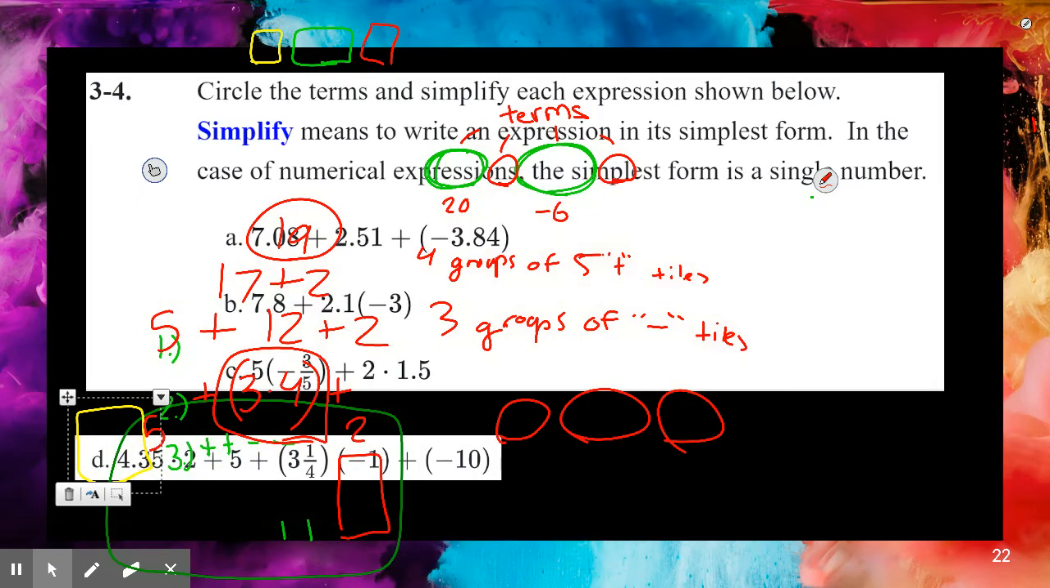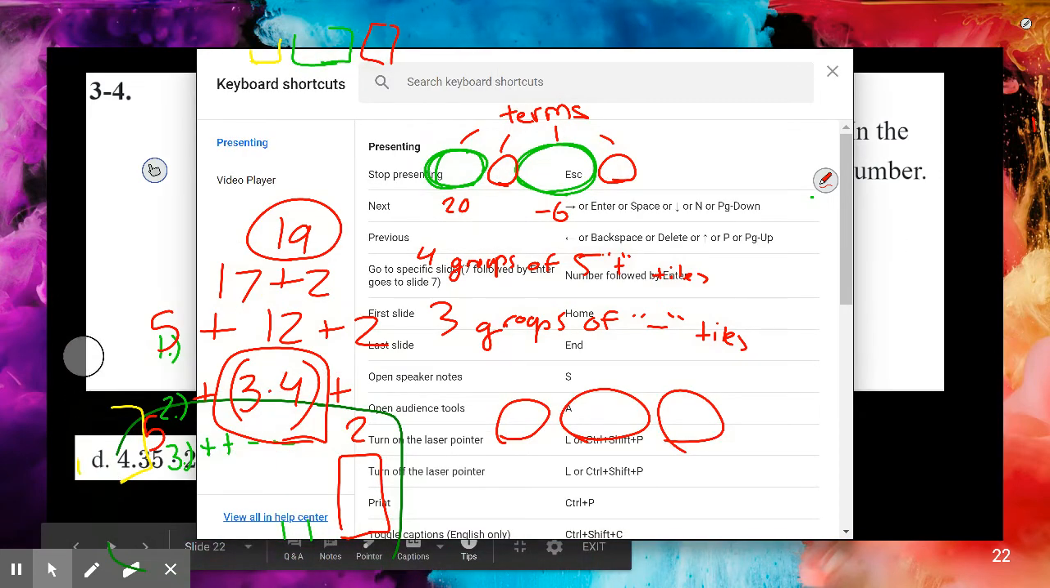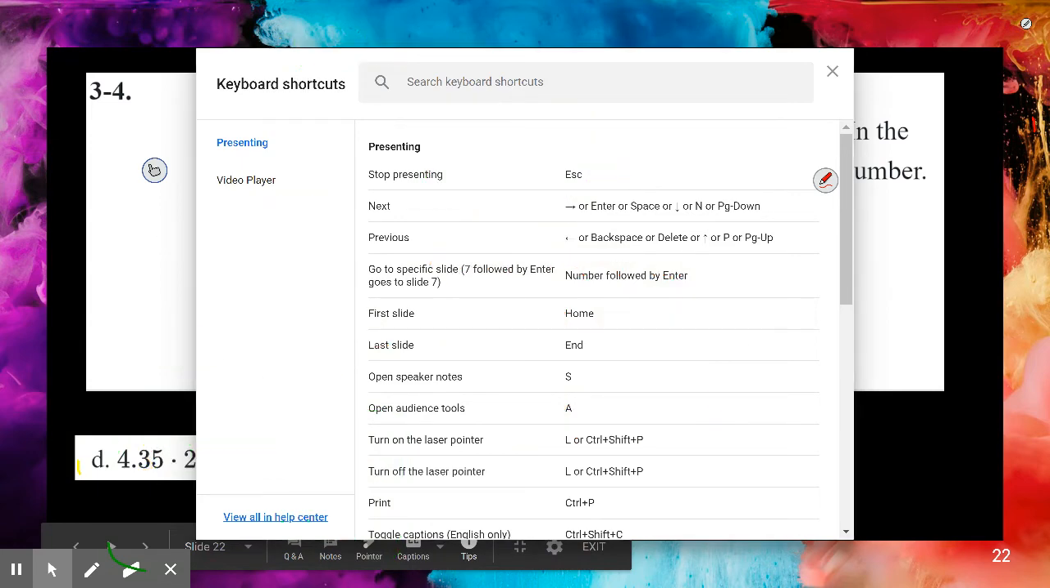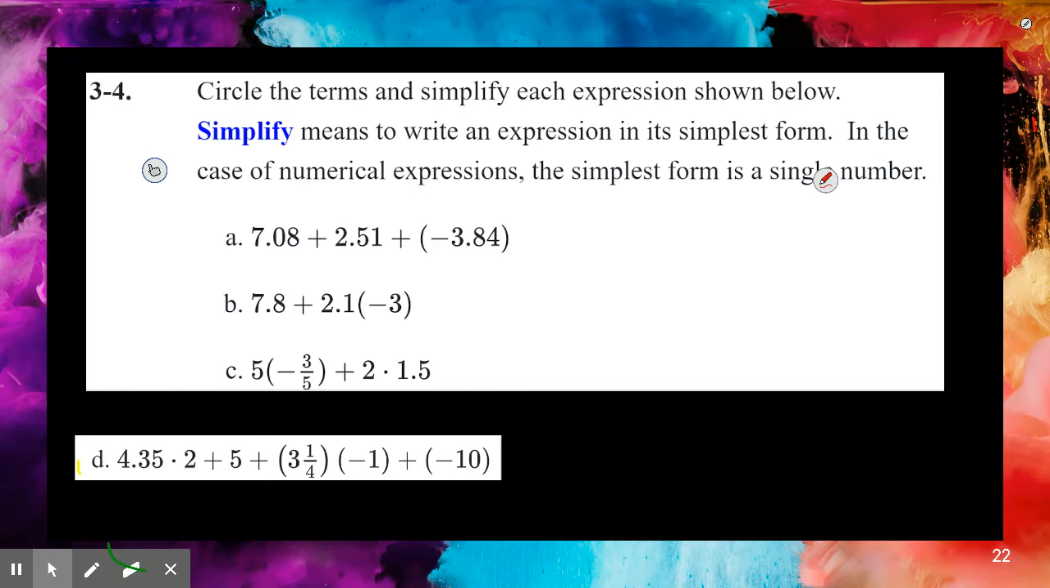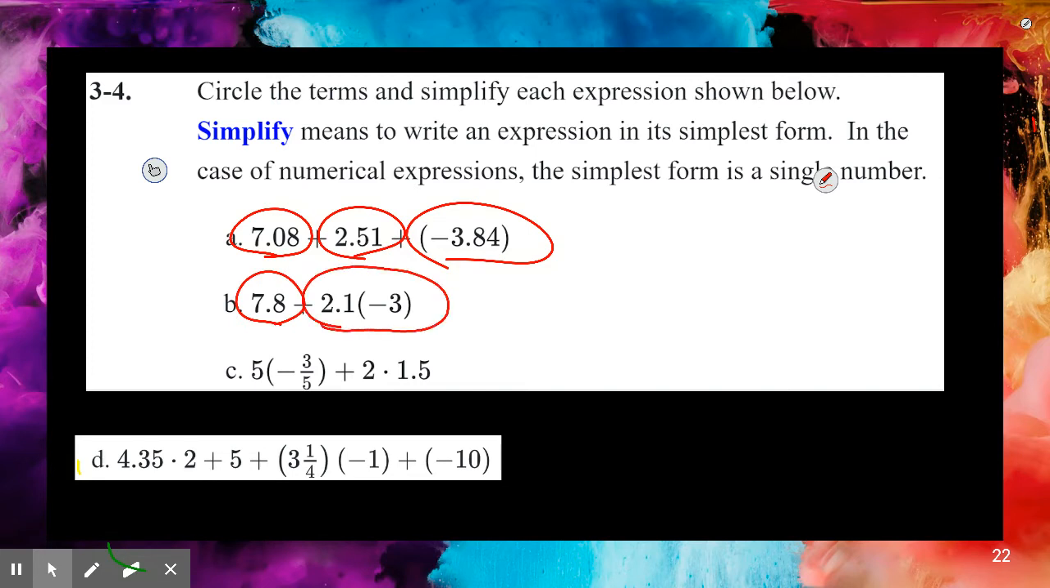All right, now it says circle the terms and simplify each expression shown below. So if we're going to circle the terms here, this stands alone, this stands alone, this stands alone. Nice and easy, 3 terms there. 7.8 stands alone, and then this here does not stand alone. We have to multiply 2.1 multiplied by negative 3. That's going to give us, let's see, 3 times 2 is 6.3.